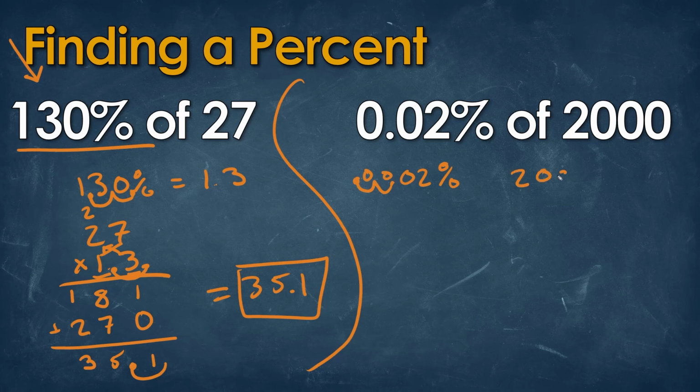So when we multiply this, we're going to multiply 2,000 times 0.0002. Multiplying this out, we start with the 2. Multiply, that's 0, 0, 0. 2 times 2 is 4. Then we have zeros for the rest, so we just need to move our decimal place over 4 places. So 1, 2, 3, 4. So our answer is 0.4.